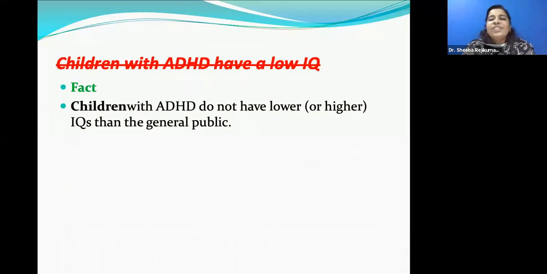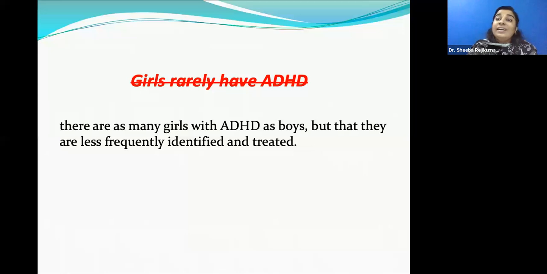Then, children with ADHD have a low IQ. So children with ADHD do not have lower or higher IQ than the general public. They are just like any other. The problem with them is their impulsivity and hyperactivity. Then, girls rarely have ADHD. Good Lord. There are so many girls with ADHD and they can outdo boys many of the time.